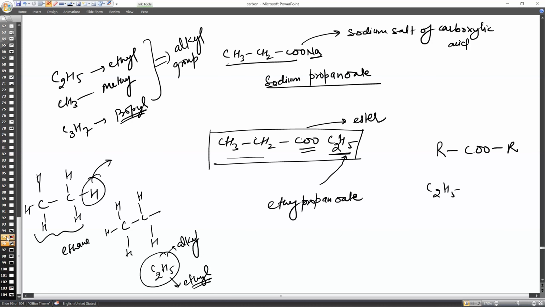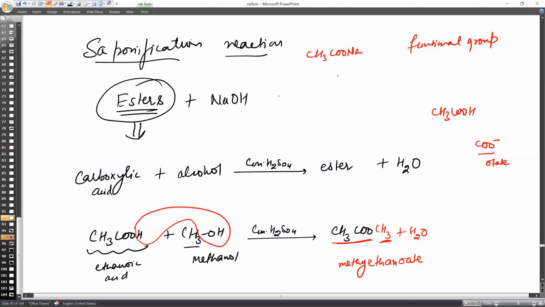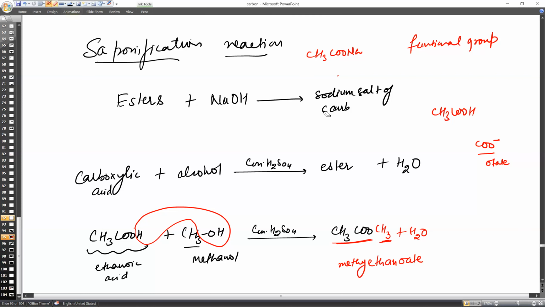Now moving to the previous portion, saponification reaction. So this saponification reaction, moving to this one again. So these are esters, sweet smelling substances. When esters are treated with NaOH, then it will give you sodium salt of carboxylic acid plus respective alcohol.